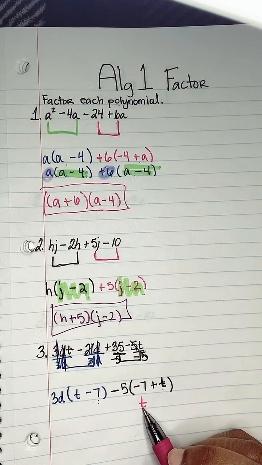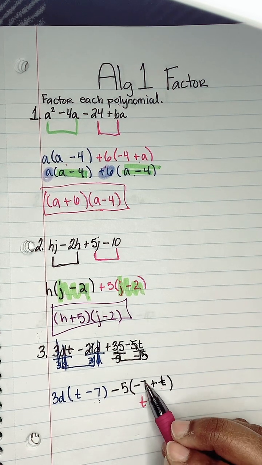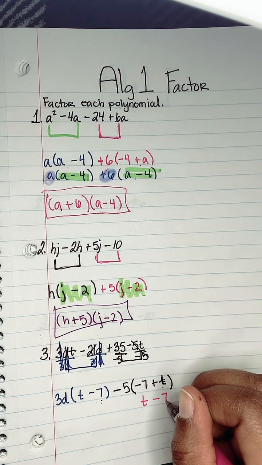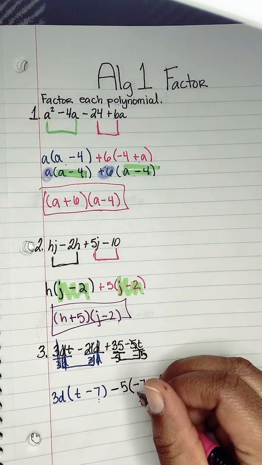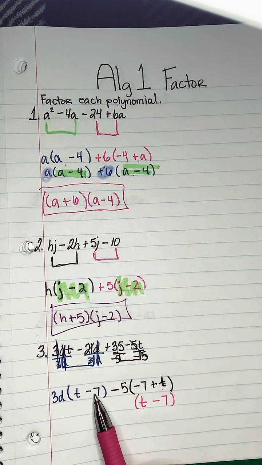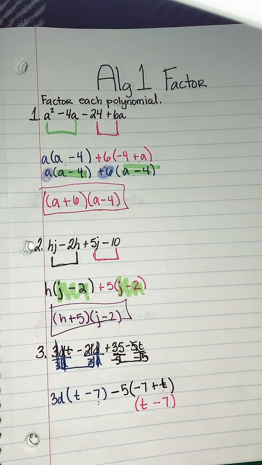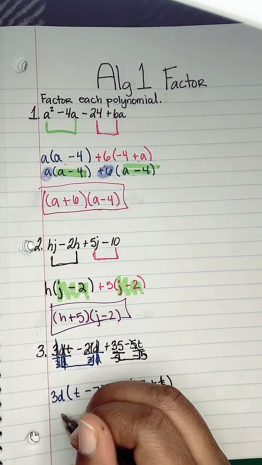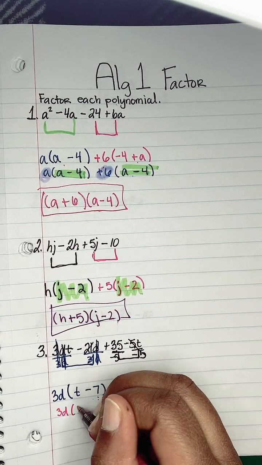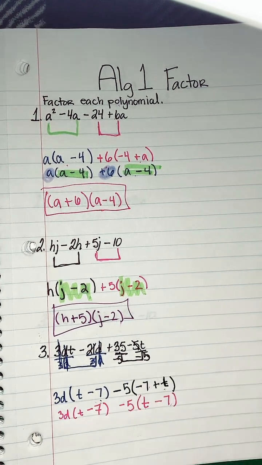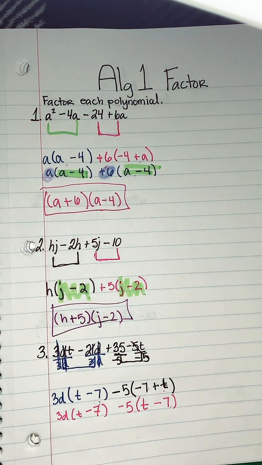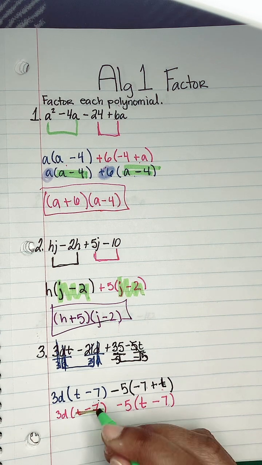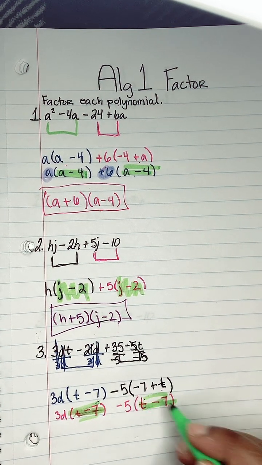This is a positive T, so we switch it here. And this is a negative 7, so we can switch the negative 7 here. Now you see T minus 7, T minus 7. They're the same. So since they are the same, we know we factored correctly. Because when you do factor by grouping, these always must be the same. They always must match up.